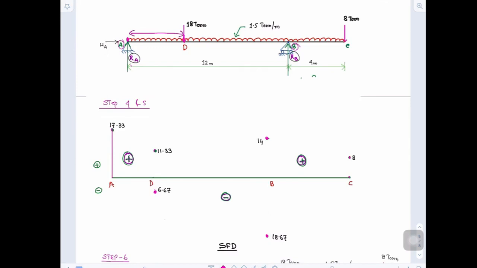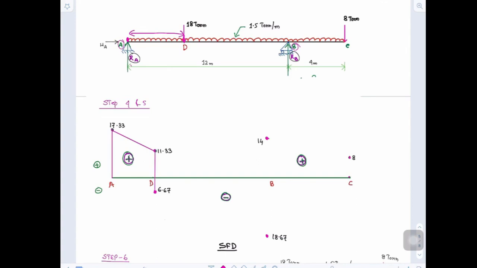So under UDL, what is the shape of the SFD? Please follow the table. You will find that under UDL, SFD will be an inclined straight line. So 17.33 and 11.33 will be connected by an inclined straight line. If you look at this, I am connecting by an inclined straight line. Now at D, 11.33 and 6.67 are at the same point, so I need to connect by a vertical line.